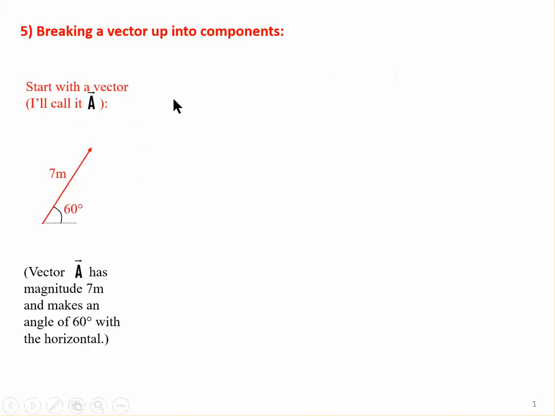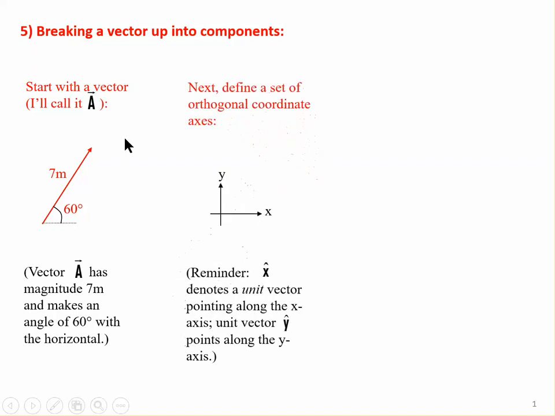Let's say I have a vector, I'm going to call it A, and here it is, depicted by this red arrow. This vector has magnitude 7 meters, and it's making a 60-degree angle with the horizontal. So there's vector A. I want to break this vector into xy components. So here's how that's done. The first thing I have to do is draw a coordinate system. So here I've drawn some xy coordinate axes.